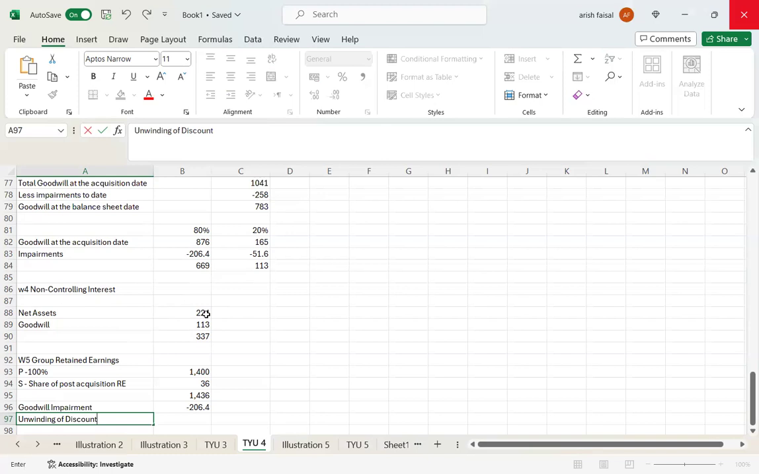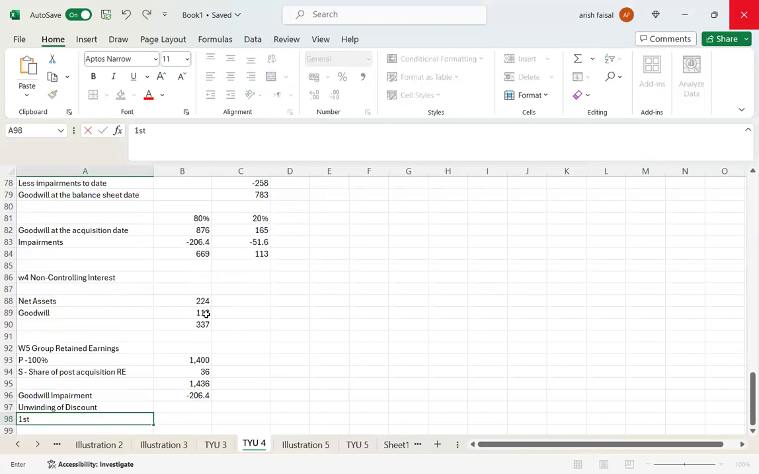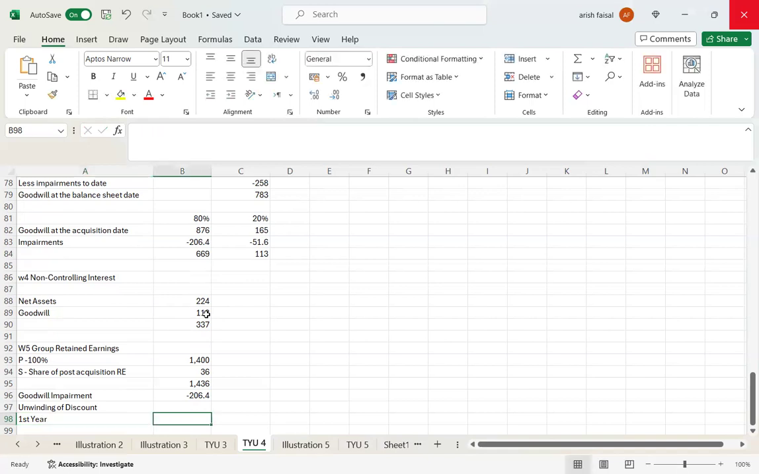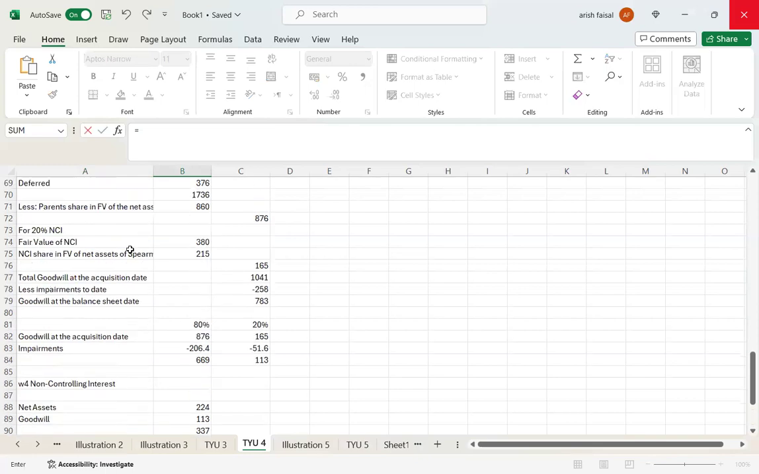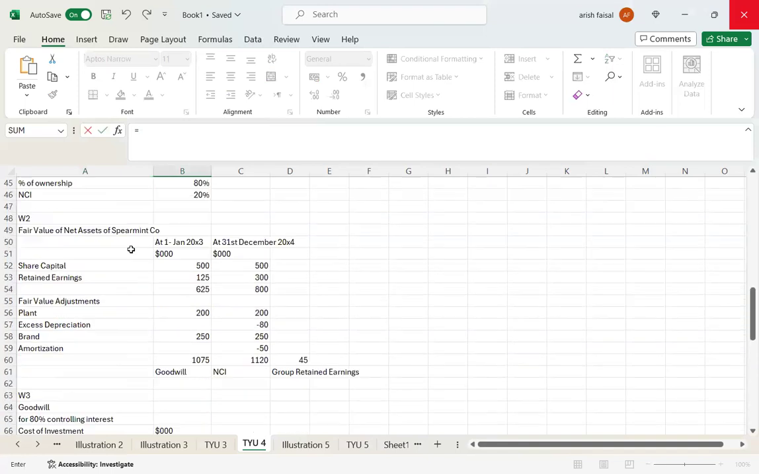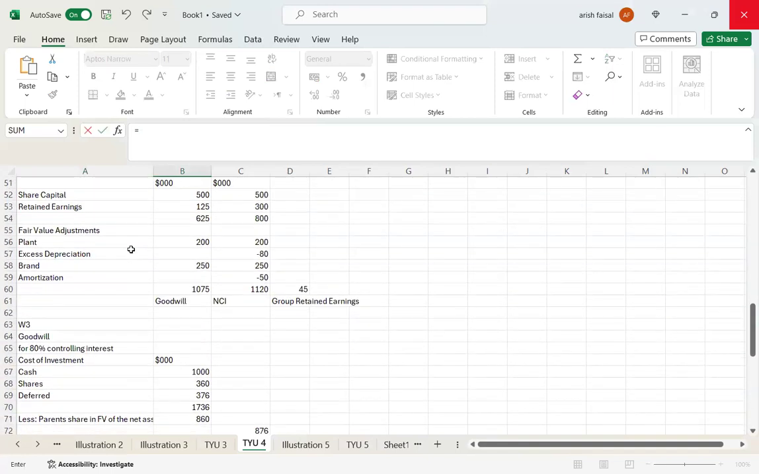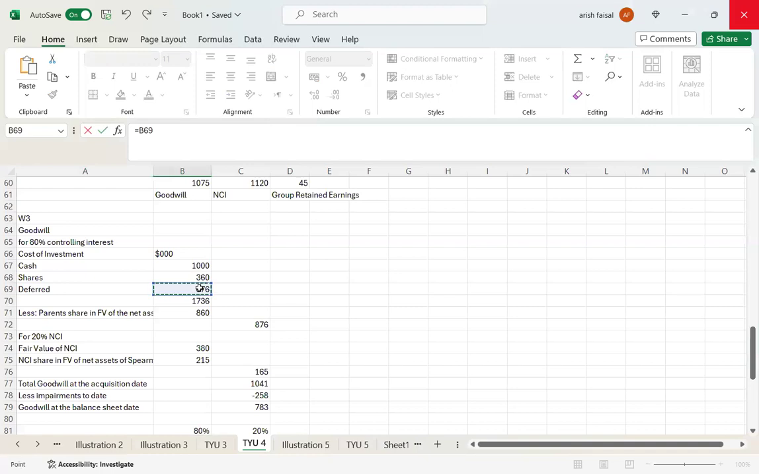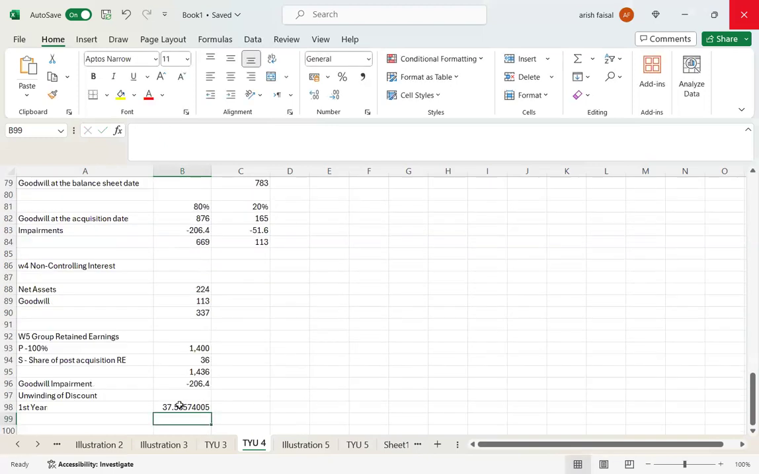So unwinding of discount, we have to do it for the first year and then the second year. It has to be collectively the finance cost expense for the 2 years. So for the first year, it has to be the present value which we calculated, which was 376, I believe. And we have to take 10 percent of that. So that's the interest expense for the first year. And we can just simply round it up.